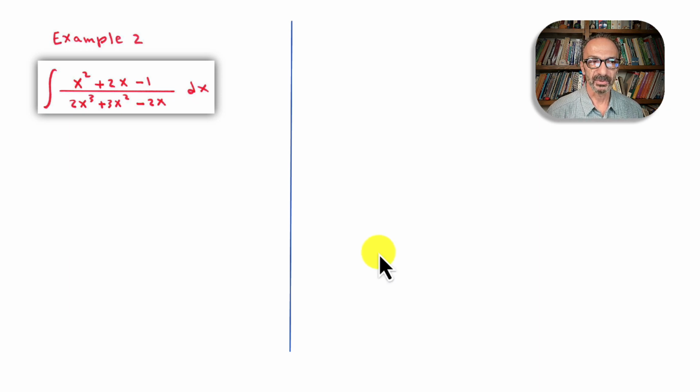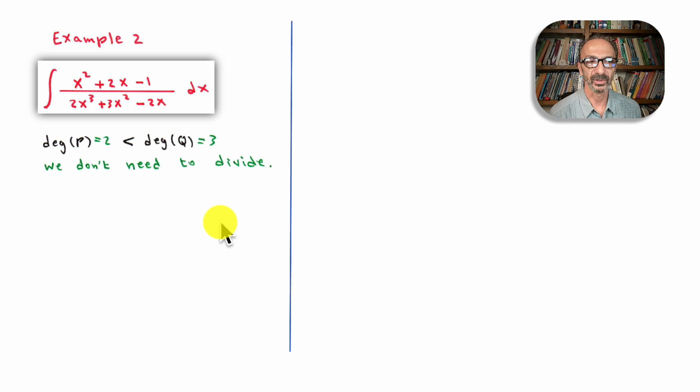The degree on top is less than the degree at the bottom side. And let's look at the bottom side, what we could do. The degree of p is 2. The degree of q of x is 3. So we don't need to divide.